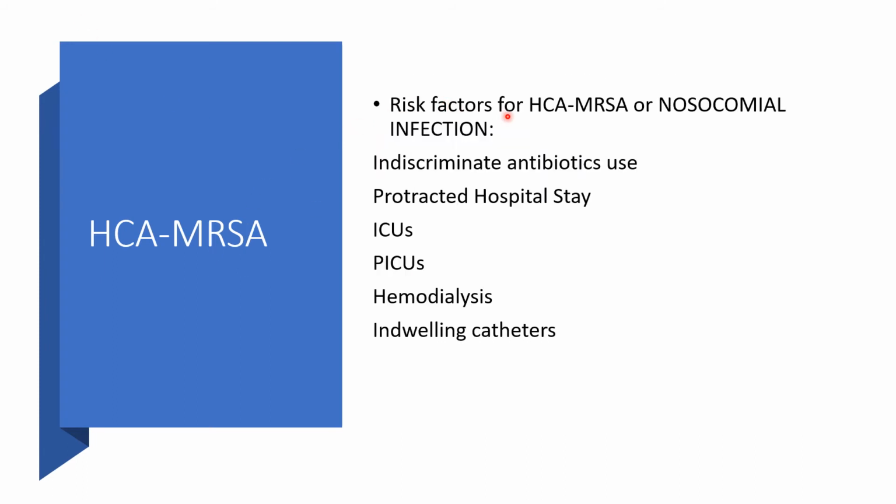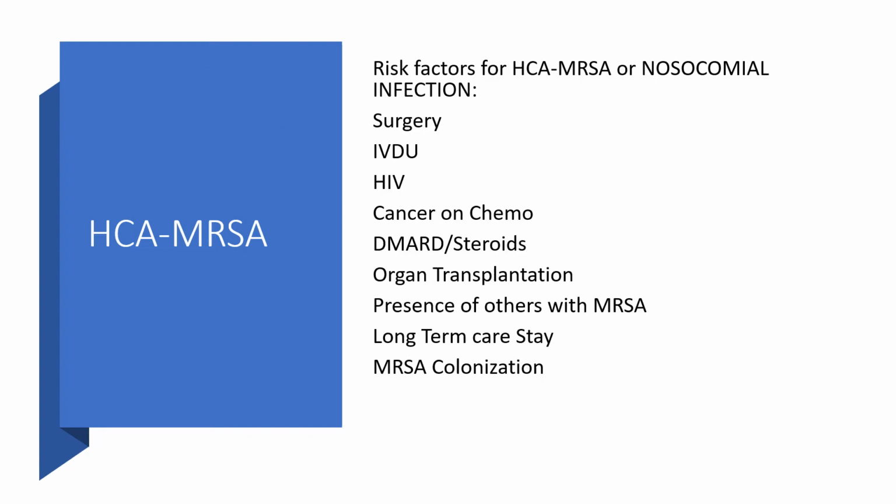Now, risk factors for hospital associated MRSA or nosocomial infection. Indiscriminate antibiotics use, we'll talk more about that in a bit. Protracted hospital stay, that is long stay in the hospital. Then admission into intensive care units, either the adults or pediatric intensive care unit. Hemodialysis or indwelling catheter. Still on the risk factors for nosocomial infections, it could be a result of surgery, or someone that is being given intravenous drug, or someone who is an IVDU from outside, an intravenous drug user from the community, and then admitted to the hospital.